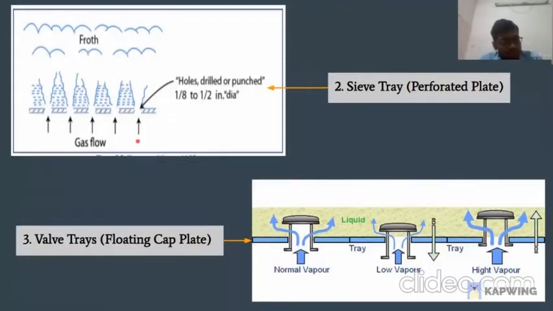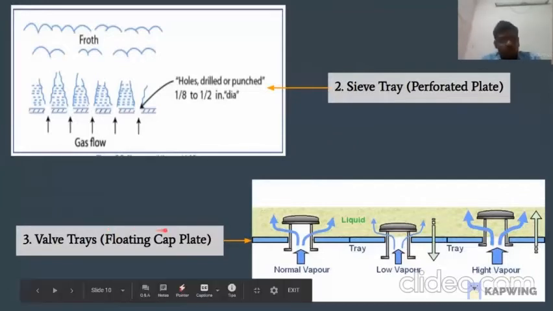How does the gas flow here? The gas flows up through the perforations and gets dispersed into the liquid. Also to note, there is no liquid seal here, so the liquid can directly flow down, and weeping can happen. That cannot be avoided here. And the sieve tray is mainly used where a lower turn down ratio is required. Then we will move to the last one, which is valve trays.